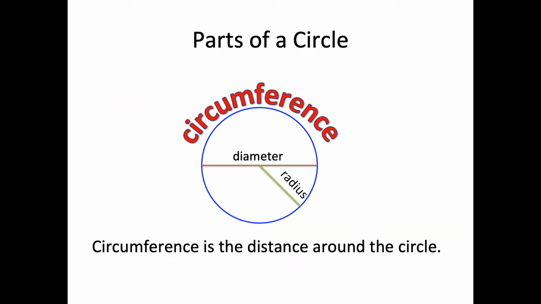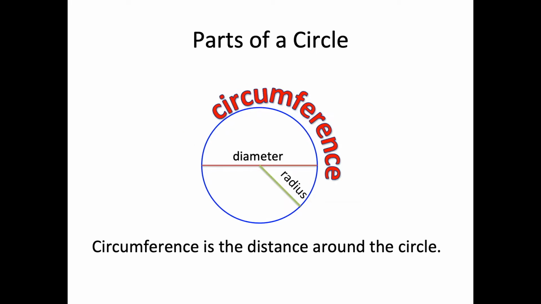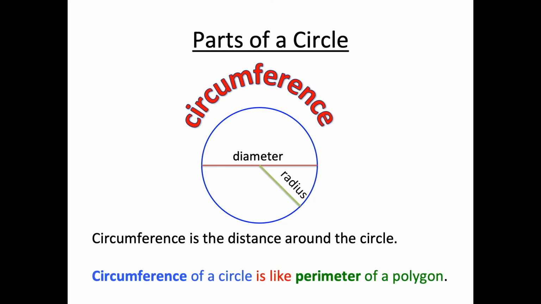Another part of the circle is the circumference. The circumference is the outside of the circle. Circumference of a circle is like the perimeter of a polygon. It's the outside measure of the length of the outside line.